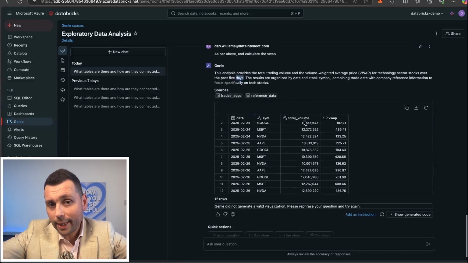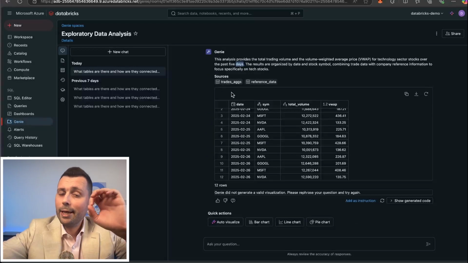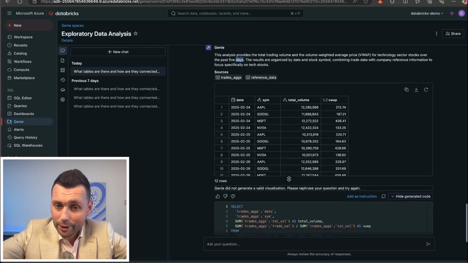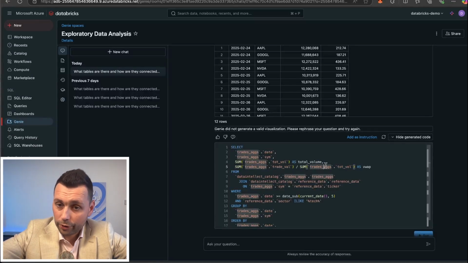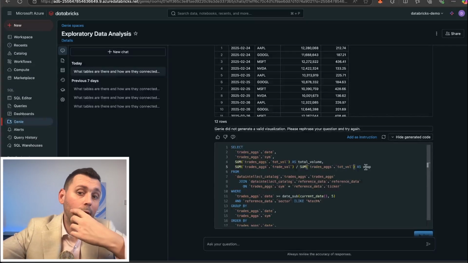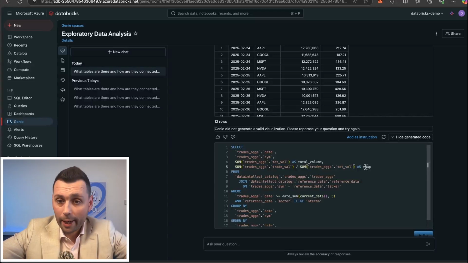So how did it calculate the VWAP? Okay, because this is trades data. Now let's look at the generated code, and here we can see that it actually calculated the VWAP as the sum of trade val divided by the sum of total volume, right? So how did it calculate VWAP like that for market data?